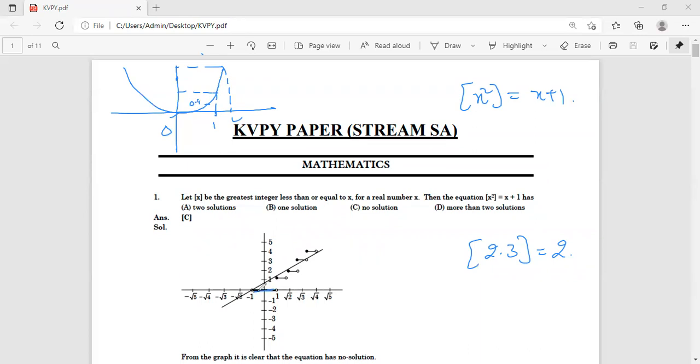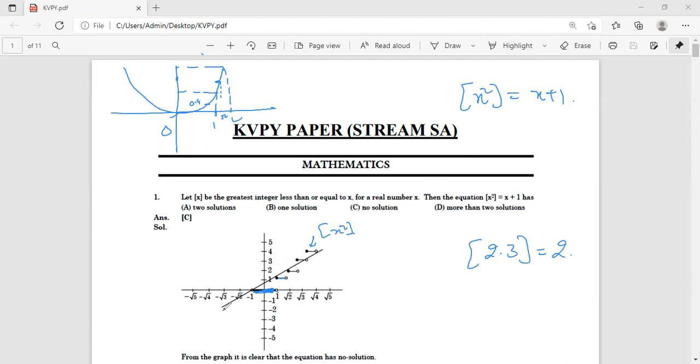So up to 1, this graph is 0. I have drawn this greatest integer x² here. Then from 1 up to root 2, the integral value will become 1, because at root 2 the value of x² is 2. So in between, any value will take the value 1. So this is the graph. Like this, the graph will go. This graph is the greatest integer of x².